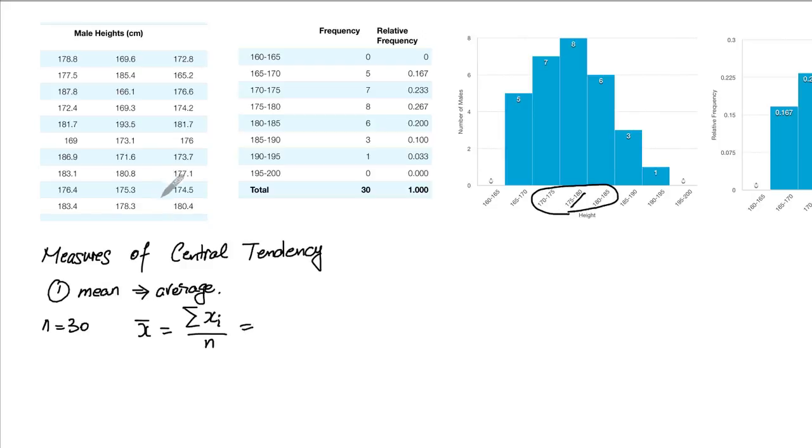In our data points, if we add up all 30 heights, so 178.8 centimeters, all the way up to the last person in our sample, whose height is 180.4, and divide by 30 people, we end up getting the following mean. So the mean, once you calculate this, is 177.07 centimeters.